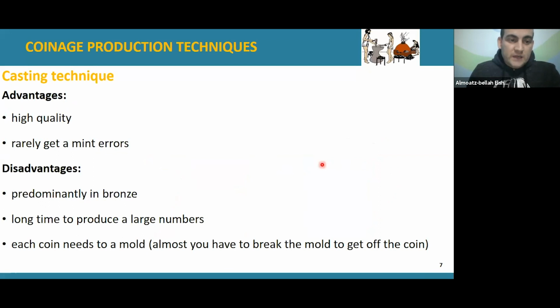For the advantages of the casting technique: high quality, and rarely do you get mint errors. Disadvantages: predominantly in bronze, it takes a long time to produce a large number of coins. Each coin needs a mold. You almost always have to break the mold to get the coin off.